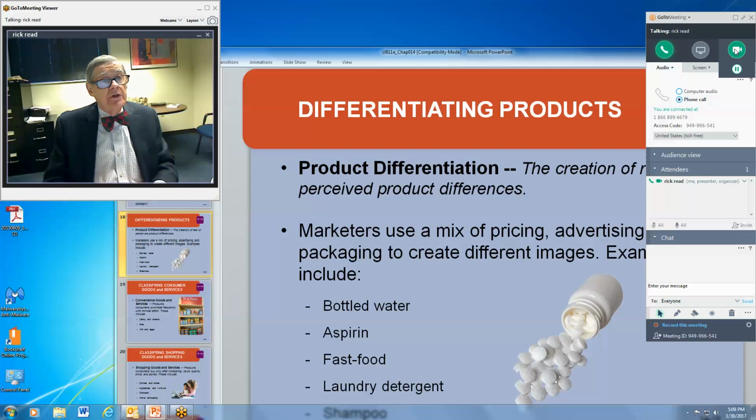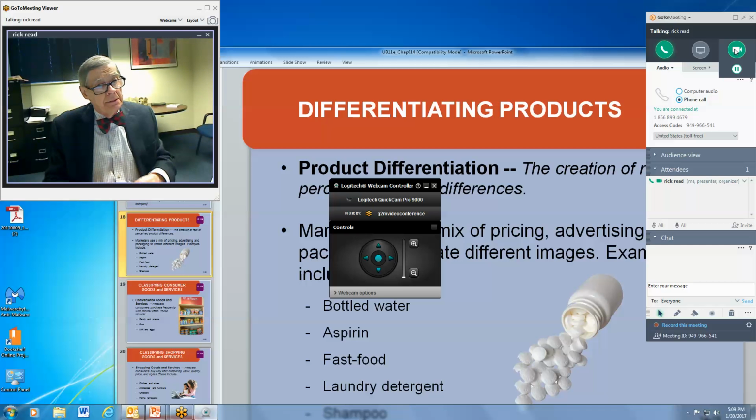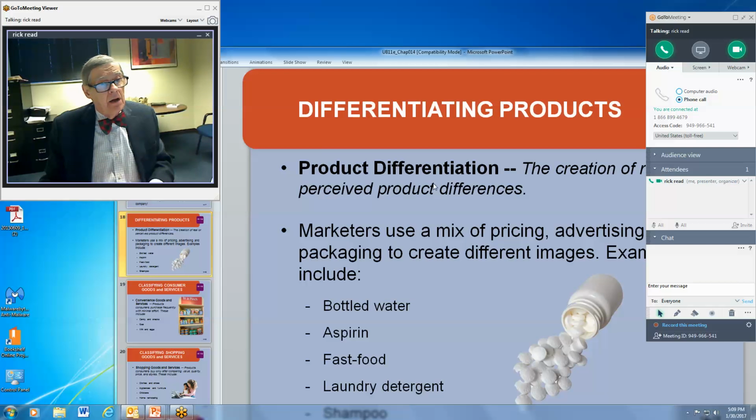Product differentiation is something that marketers do and manufacturers do to say, yeah, I know that I'm selling detergent, but mine's different than yours is. And we do this by a variety of ways. We could do it with pricing, with packaging, advertising, etc. Now, let's use the first example, bottled water. I submit to you that bottled water is bottled water is bottled water.